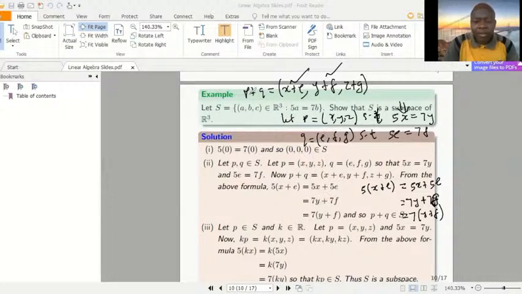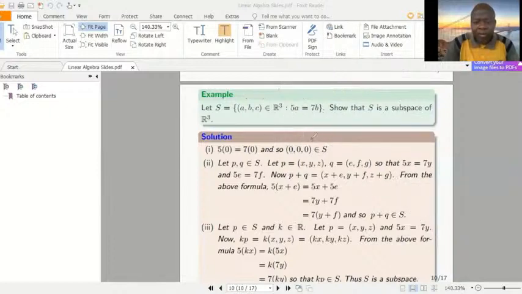I wanted to show that P plus Q satisfies the condition given here and therefore is in S. And you can follow this working. I've explained how the working ran through. Let me just repeat once more.